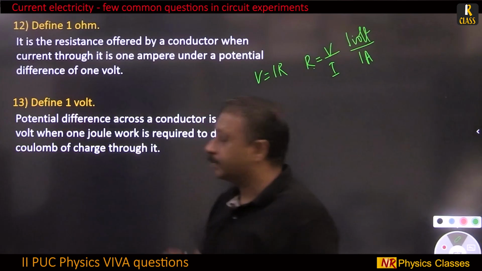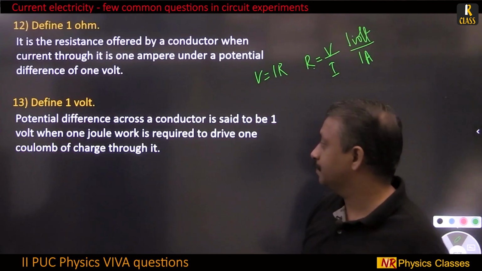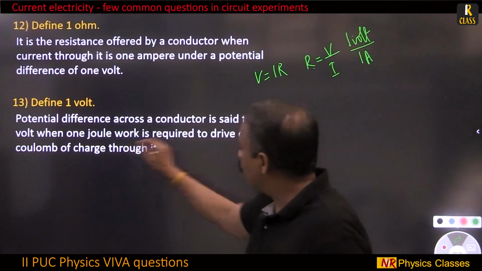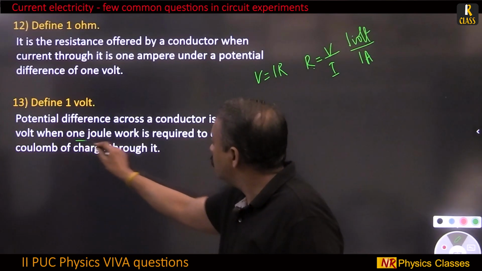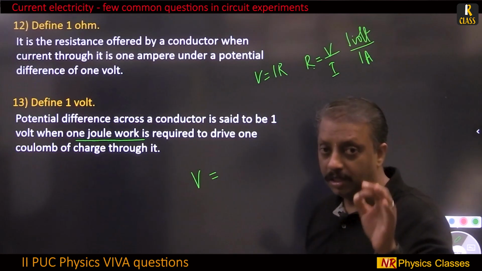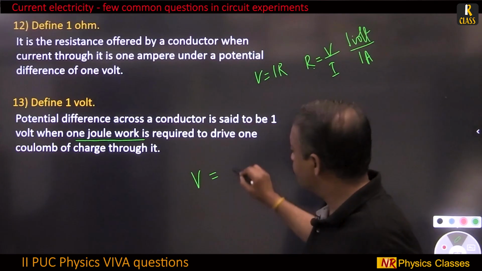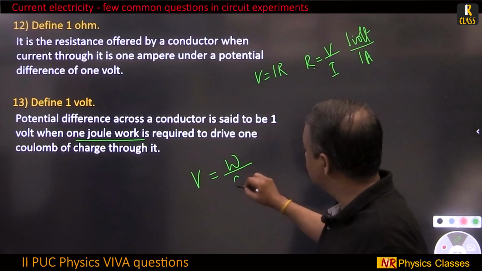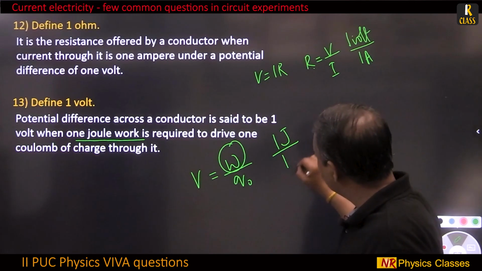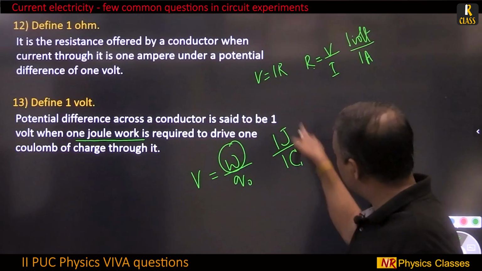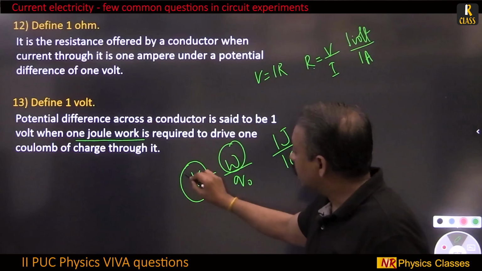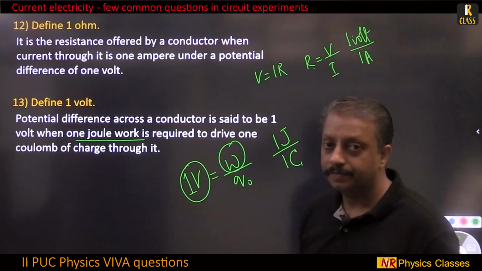Define 1 volt. Potential difference across a conductor is said to be 1 volt when 1 joule of work. Recall the equation for potential, second chapter: work done by charge. If 1 joule of work is done to transfer 1 coulomb of charge through the circuit once, then potential difference is said to be 1 volt.